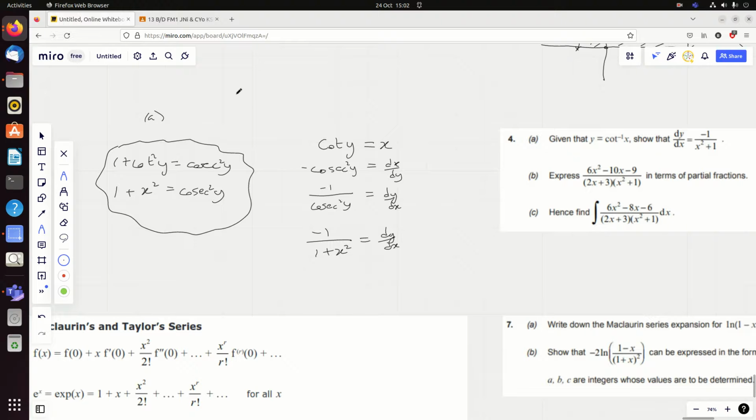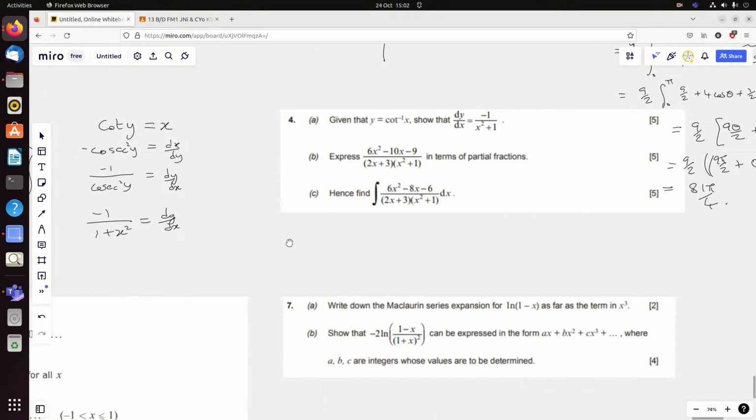Very similar. That really can be asked in single maths. It really can. I don't think that's too unusual.